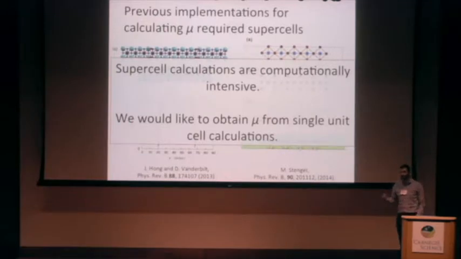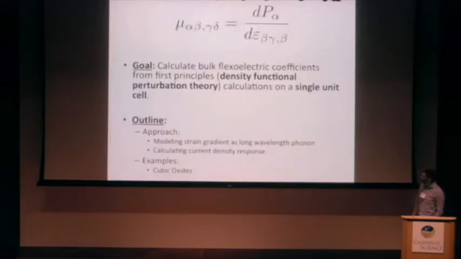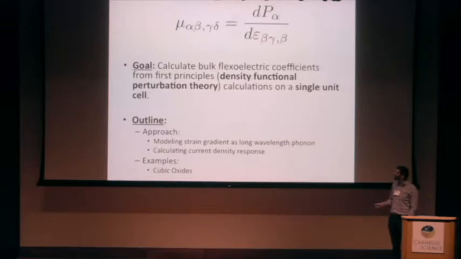And this is computationally intensive, especially if we want to calculate these coefficients for a variety of materials with a variety of symmetries. So we would like to calculate the flexoelectric coefficient from a single unit cell calculation, just like the density functional perturbation theory implementation to calculate piezoelectric coefficients that we heard about in the last talk. So in this talk, I'll just go over briefly our approach for calculating the flexoelectric coefficients from first principles using density functional perturbation theory on a single unit cell. And then at the end, I'll give some examples of our calculations for cubic oxides.